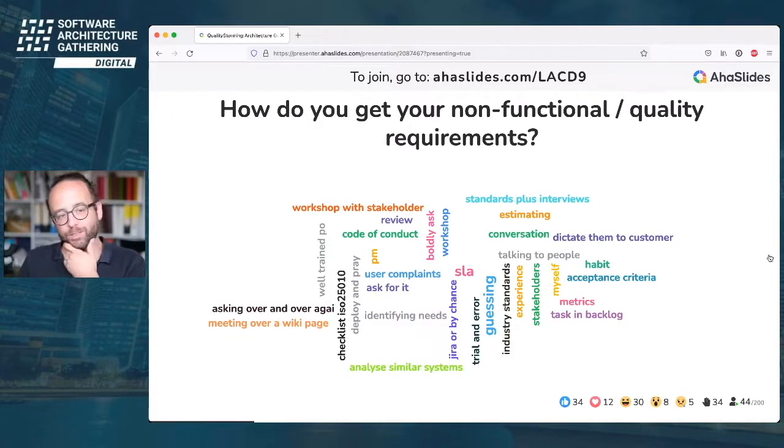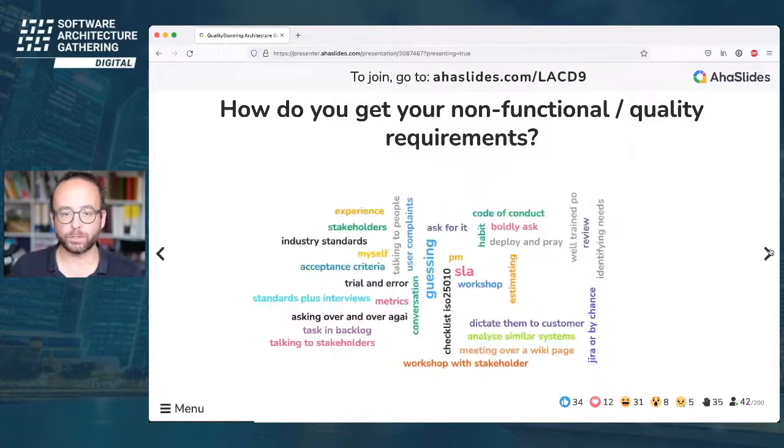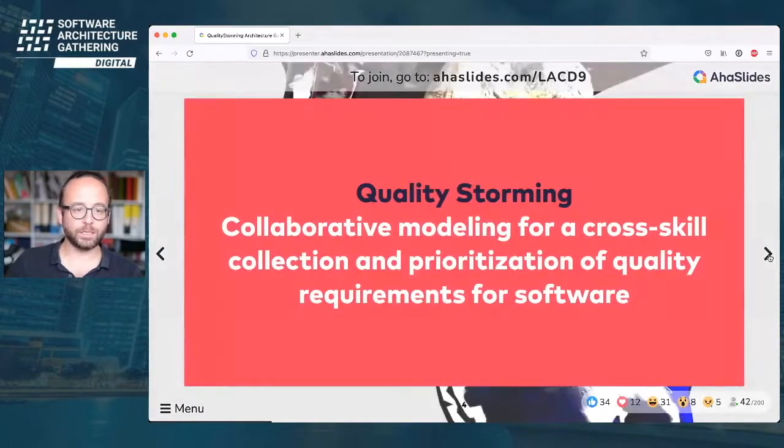Right. You analyze similar systems. That's also an interesting take. Yeah. Working based on experience. Workshop with the stakeholders. And this is exactly what I'm going to introduce in this talk. I want to show you a workshop method, which you hopefully after the talk can facilitate in order to get better quality requirements for your system. And this is what quality storming is all about.